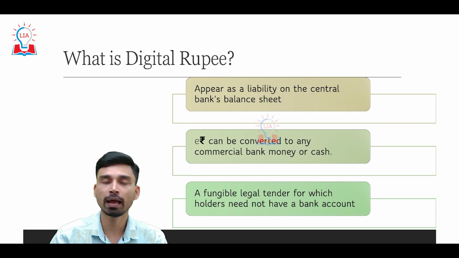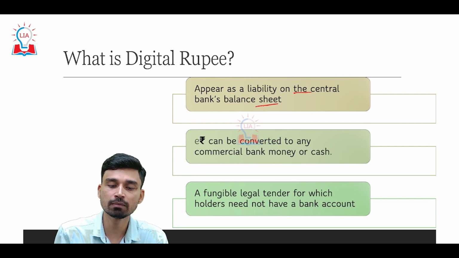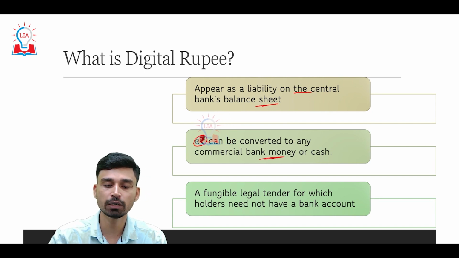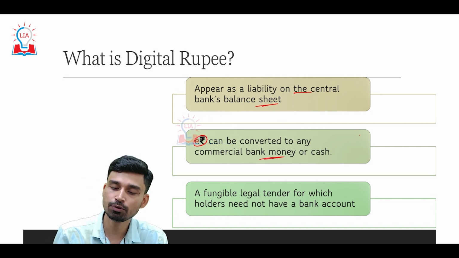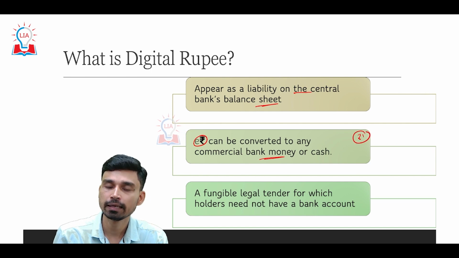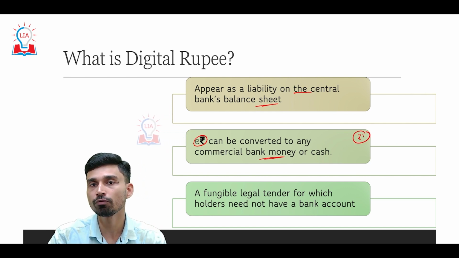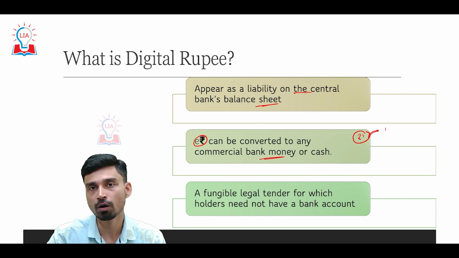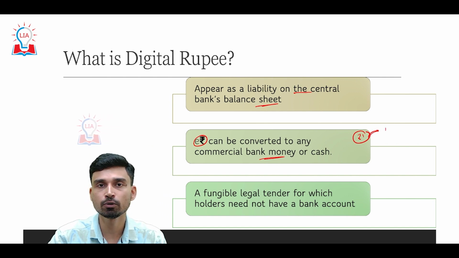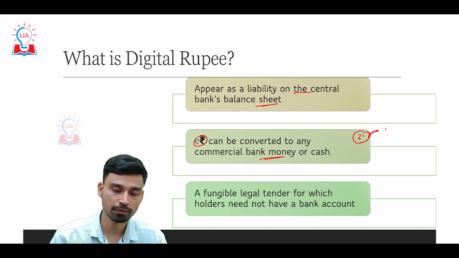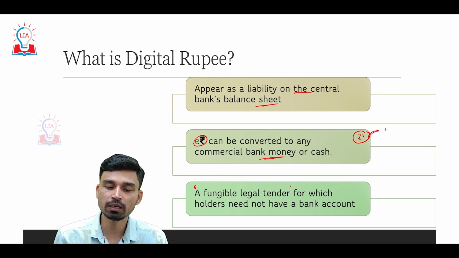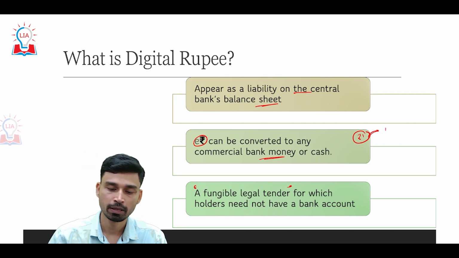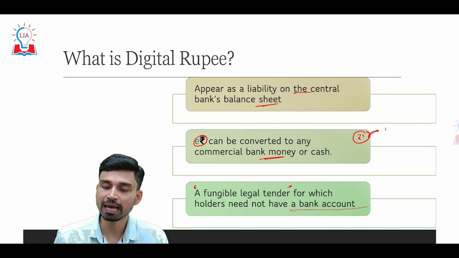Not only that, it will appear as a liability on the central bank's balance sheet, and the digital rupee can be converted to commercial bank money or cash. That means if you are a holder of 1 rupee in digital form, you can simply convert it into physical form if you want, or if you have a physical currency note, you can simply convert it into digital form if you want. That is why it is a fungible legal tender. Fungible means it can be simply replaced by the physical form, and holders need not have a bank account.